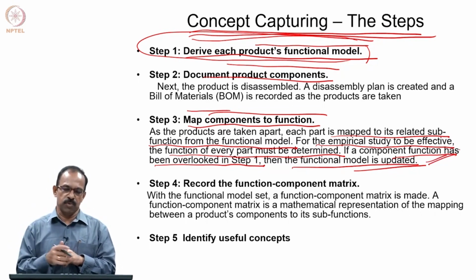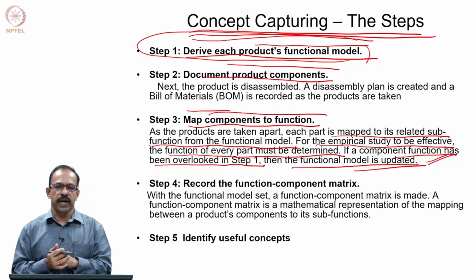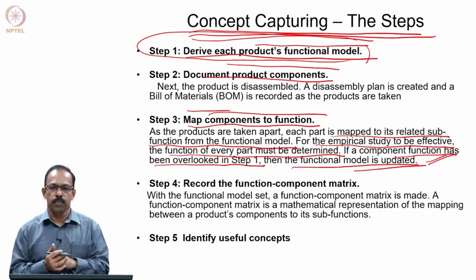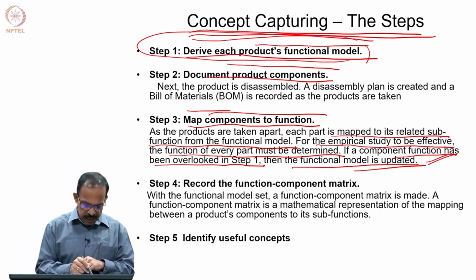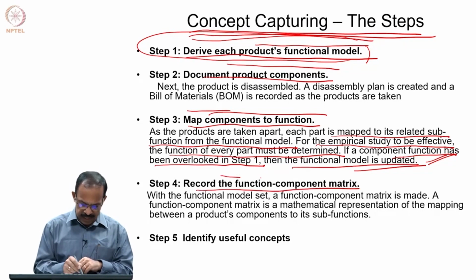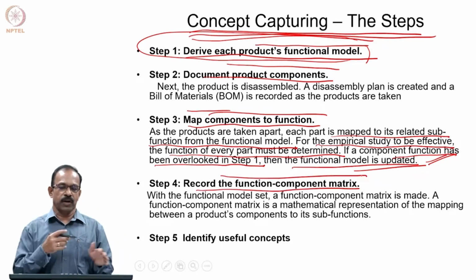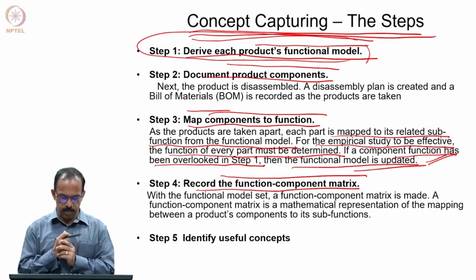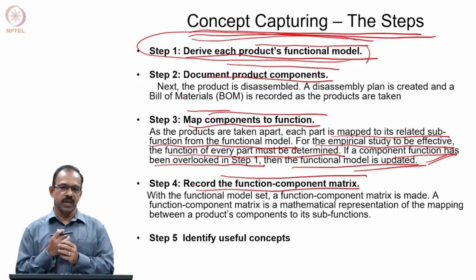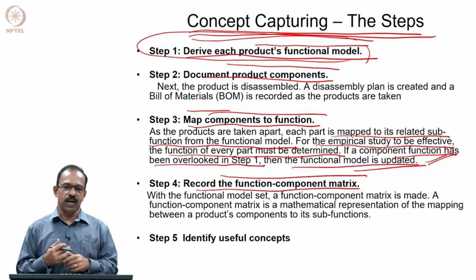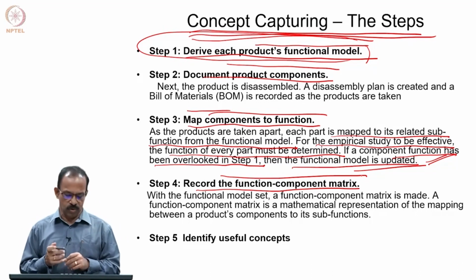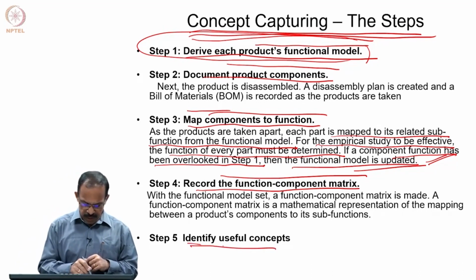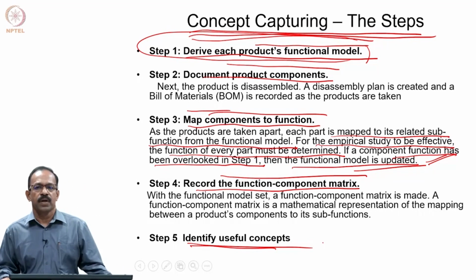You update the functional decomposition based on the components you identify in the product and record the function component matrix. So, finally, you record the mapping of this function and components in a matrix form, so that you will get a clear idea what kind of concepts are used. Based on this, you can identify the useful concepts employed in the product.